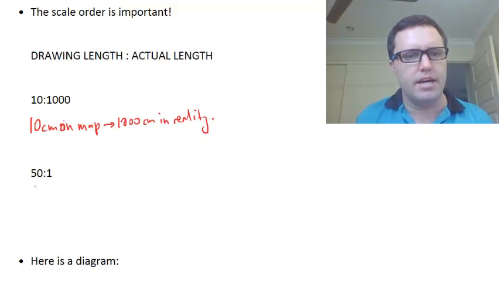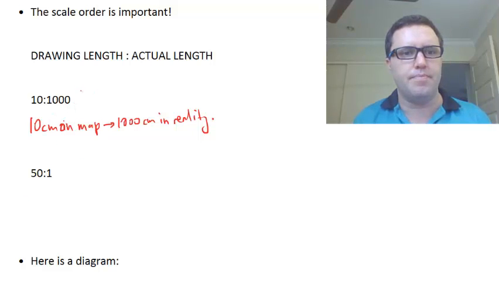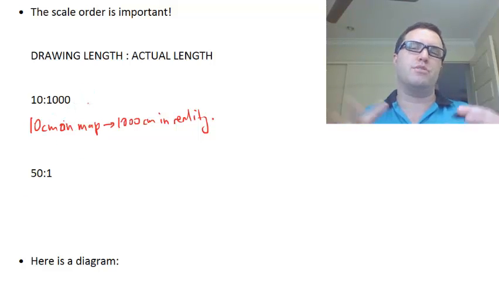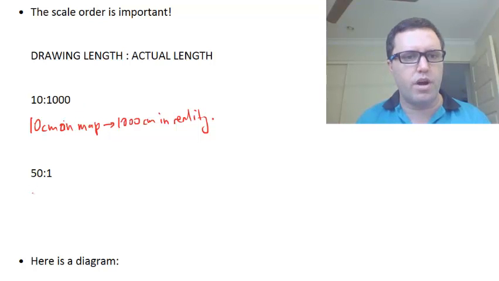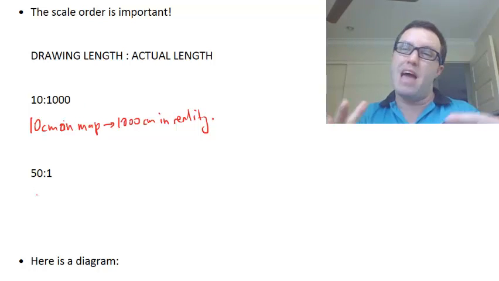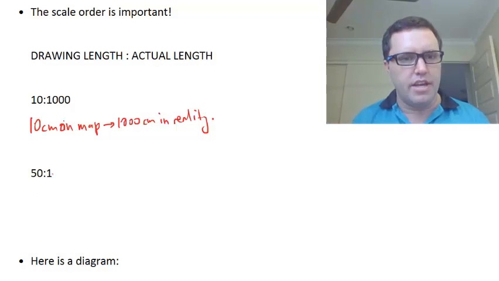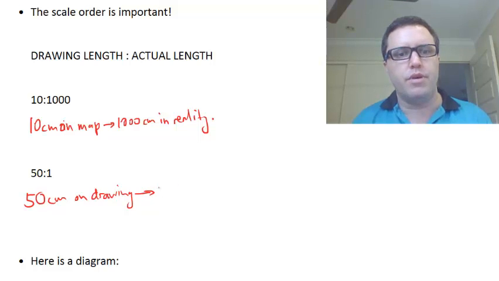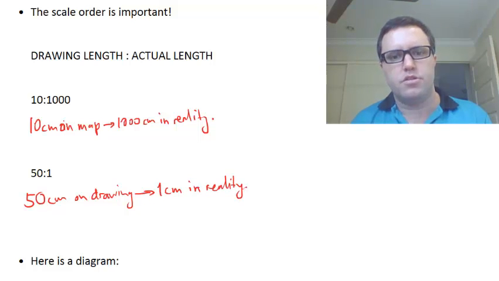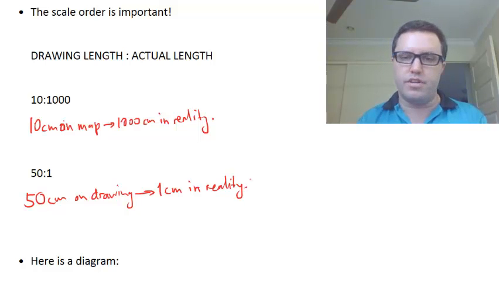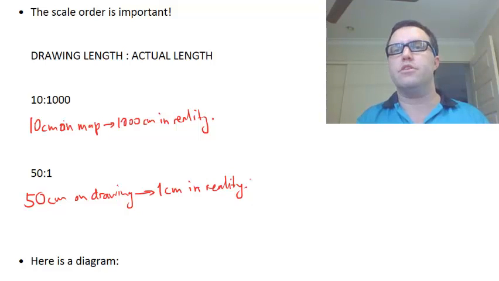Now, same with this one here. This one would be if the map was smaller than the real thing, whereas this one here, 50 to 1, is if the drawing was a magnified version of the thing in real life. So 50 centimeters on the drawing would be 1 centimeter in reality. You might want that if you're doing an exploded view of a small thing like a microcircuit, or maybe the internals of a bug or a bacterium, that kind of thing.